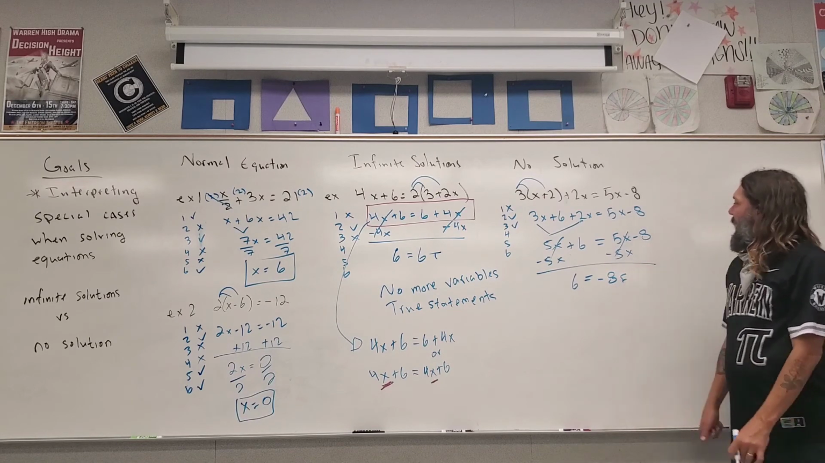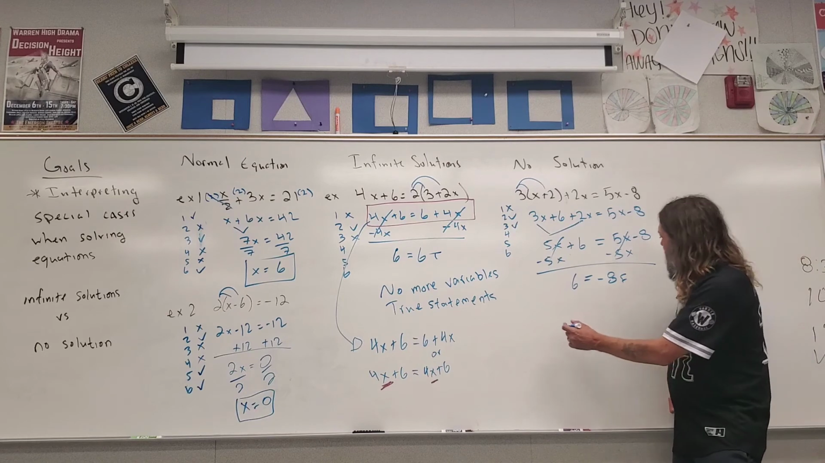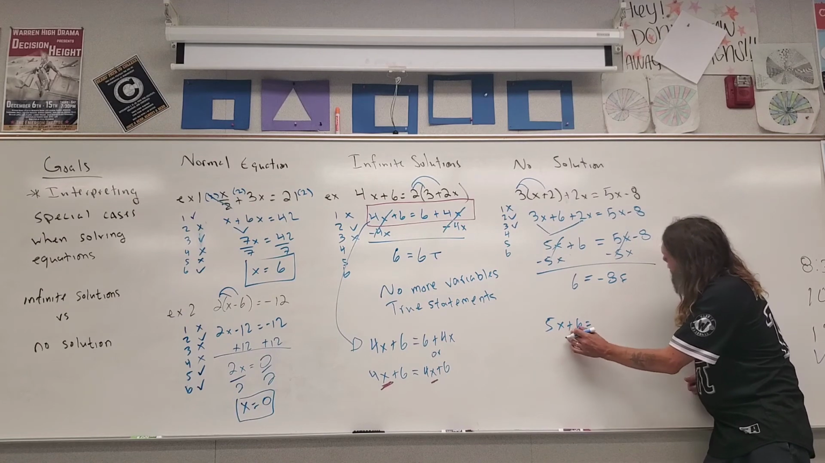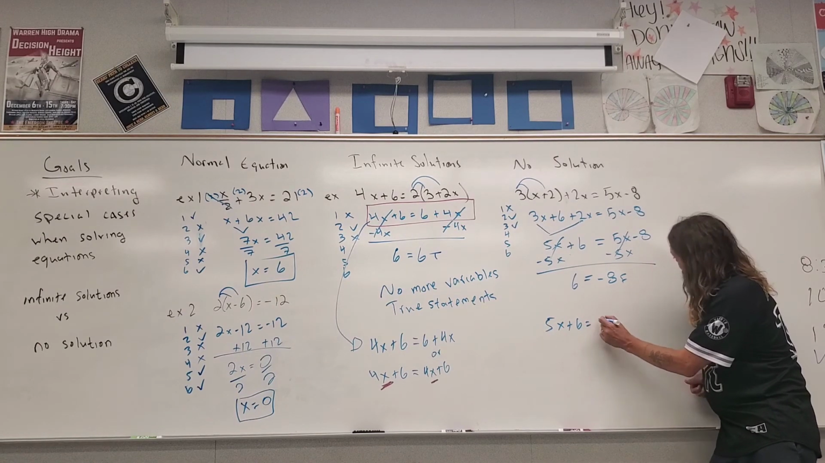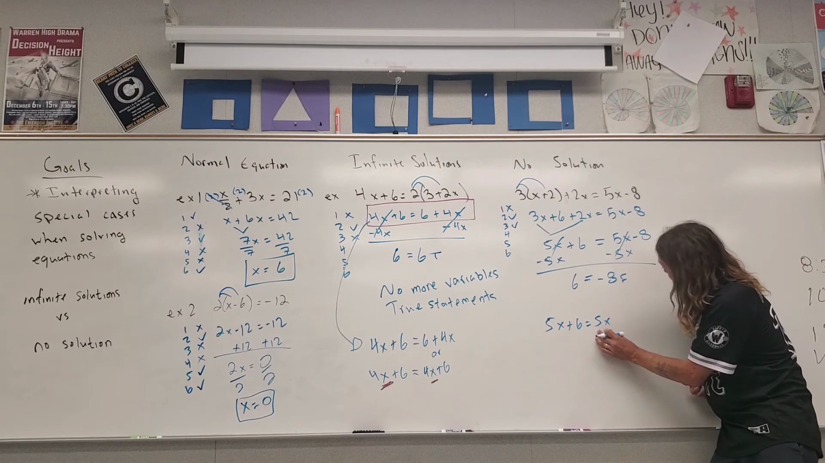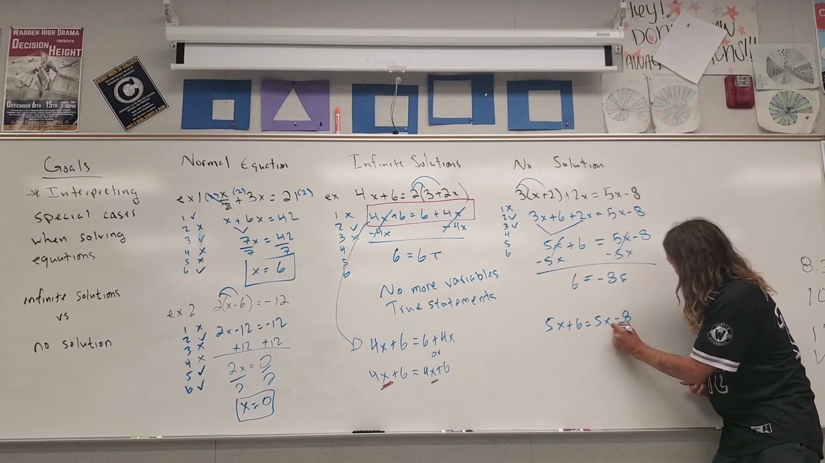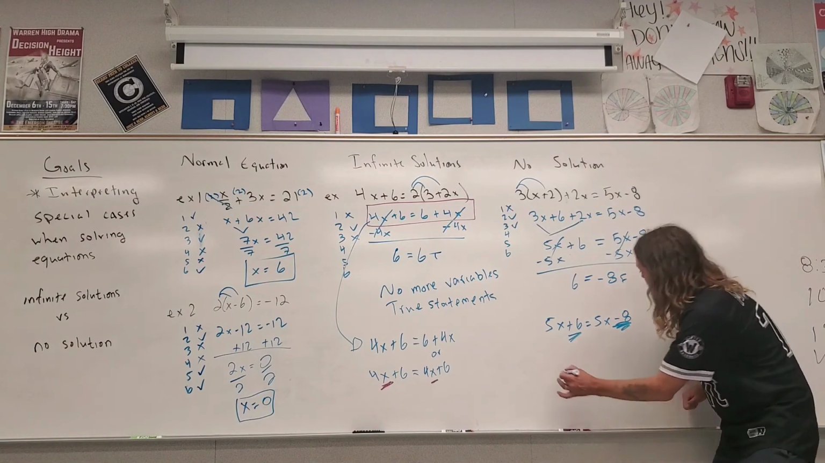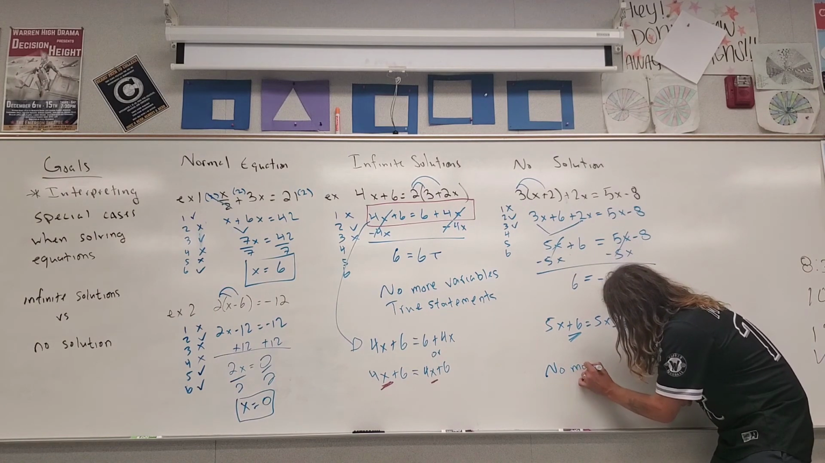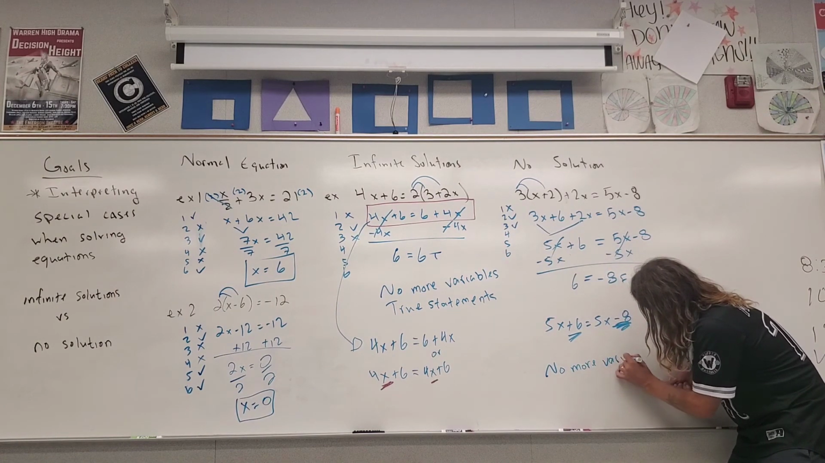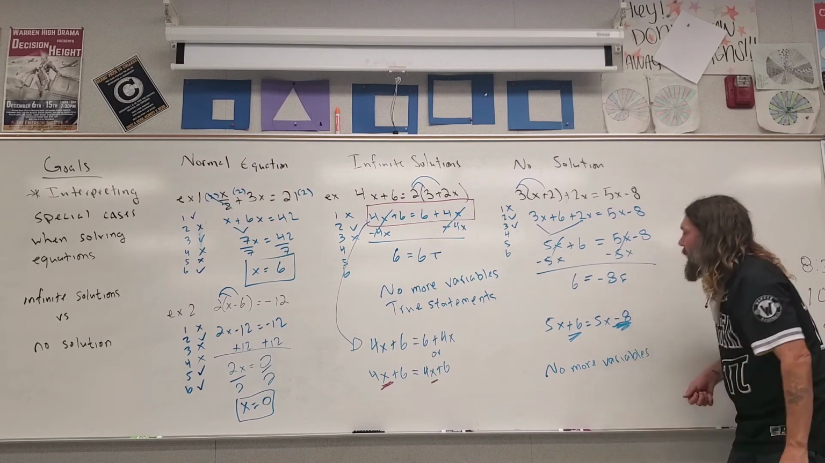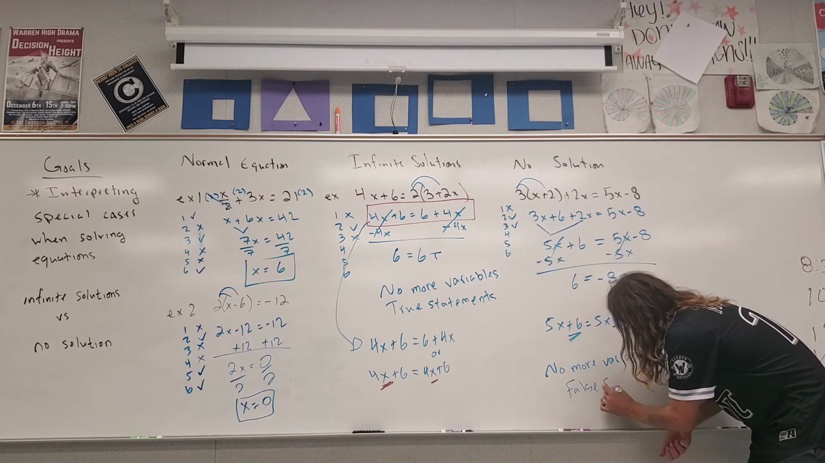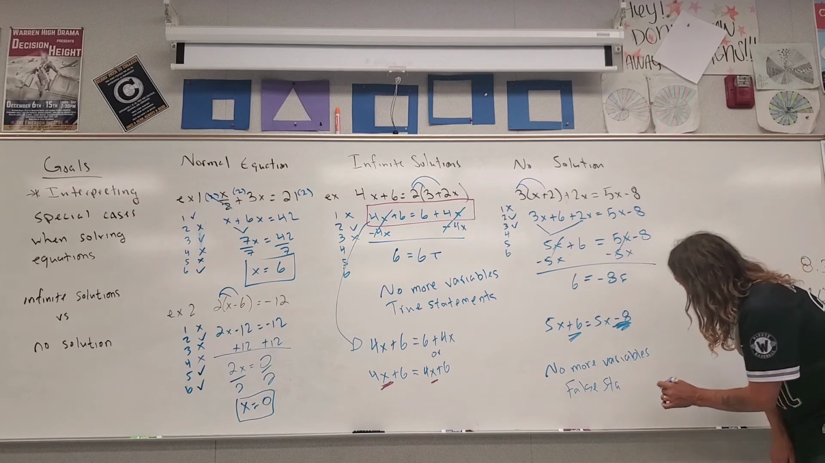That's false. The reason why that's false is, if I look at this line, there does not exist a number that we know of that when I multiply it by 5 and add 6 will be the same as when I multiply it again by 5, but then take away 8. It's this part right here that's making it so there's no solution. So again, no more variables, and it's a false statement. 6 does not equal negative 8.